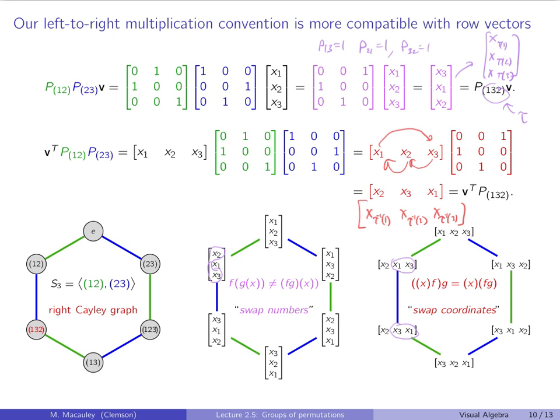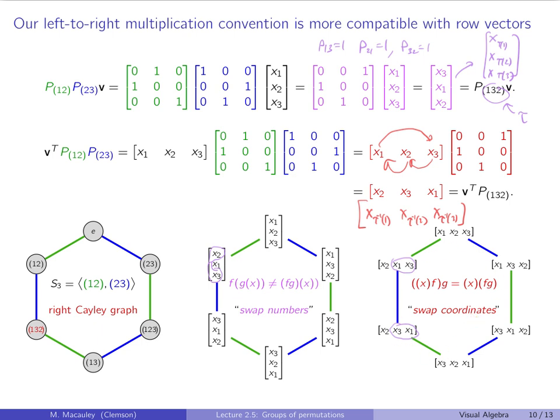You've all had that experience, but really what's happening here is multiplying using column vectors and multiplying on the right amounts to swapping numbers. And multiplying on the left with row vectors corresponds to swapping coordinates.